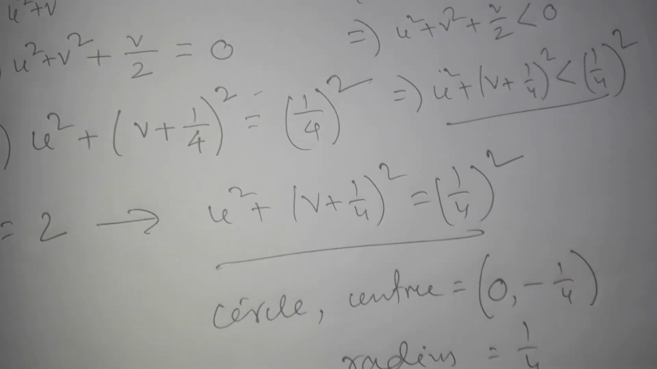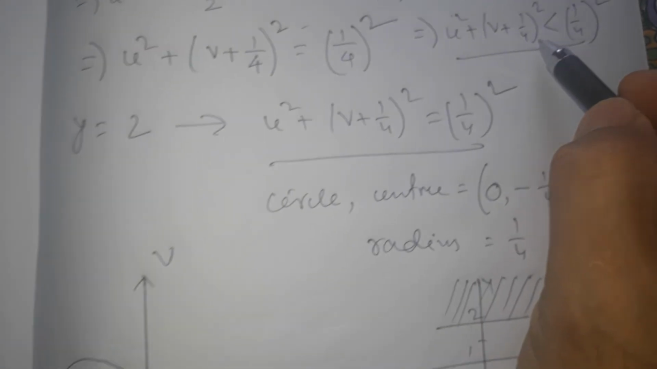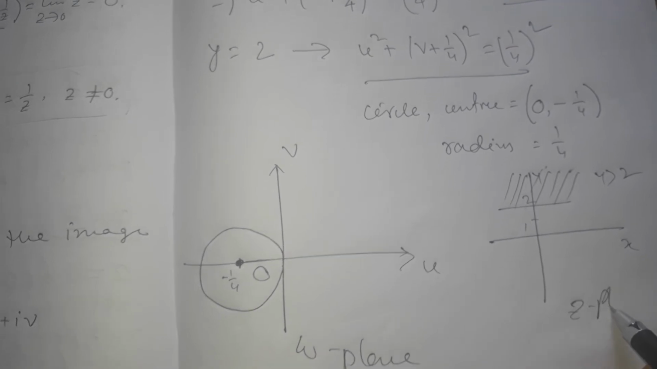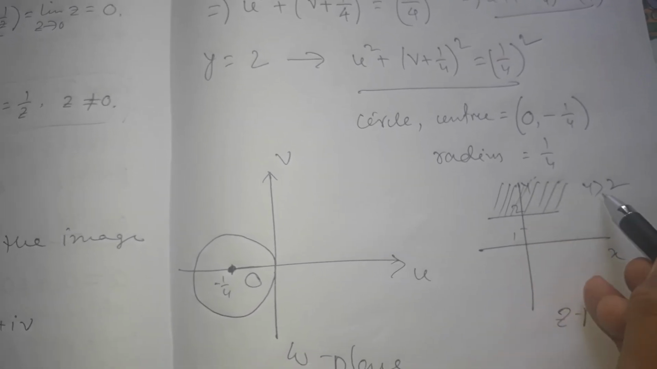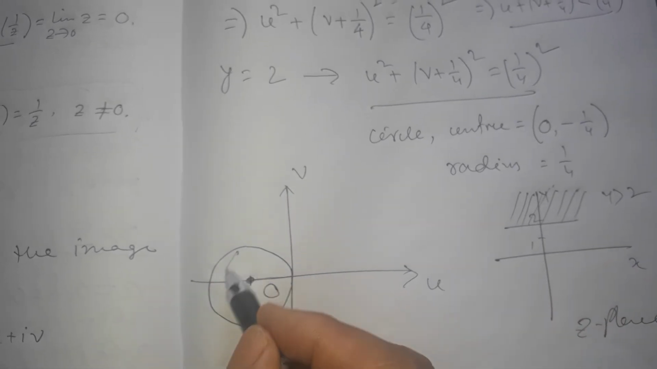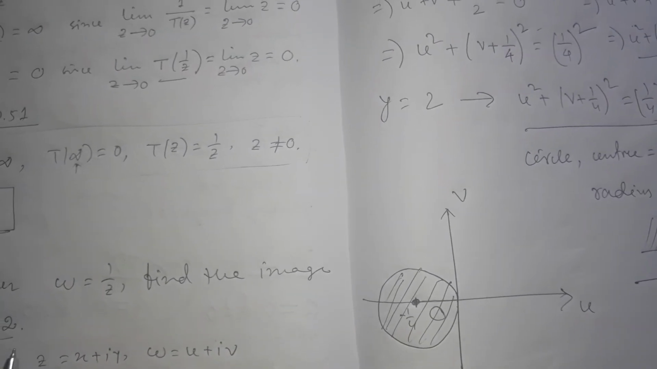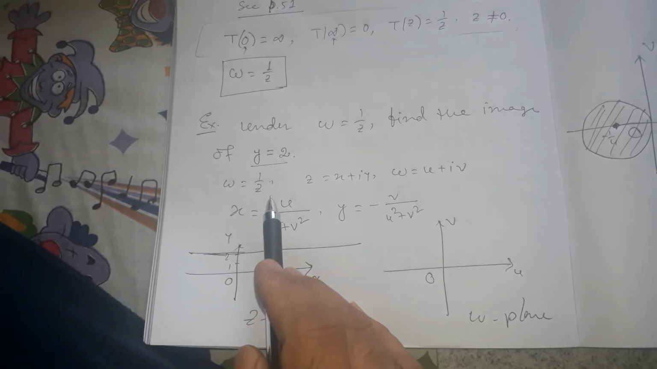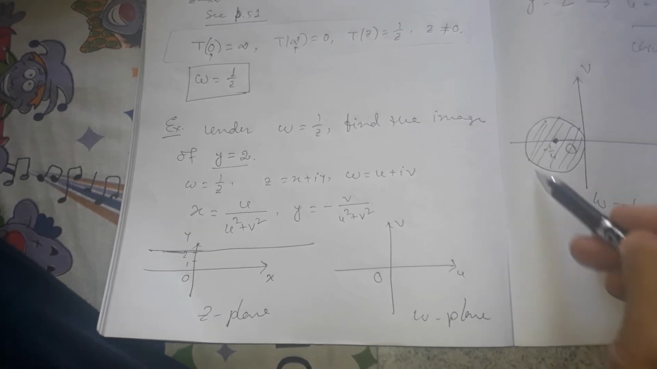So this is the circle. These are the points which are inside the circle. So the half plane y greater than 2 in the z plane is mapped to the points inside the circle. You can see that y equal to 2 is a straight line not passing through the origin, but your circle passes through the origin.